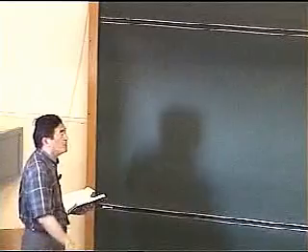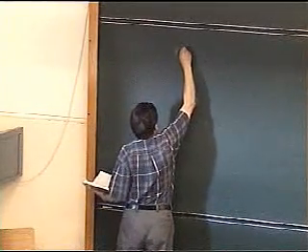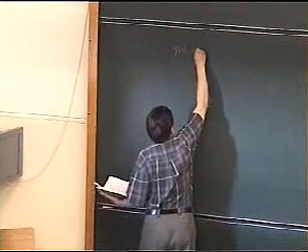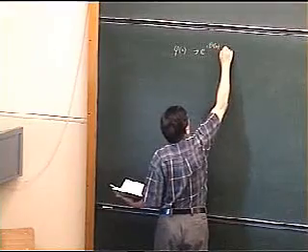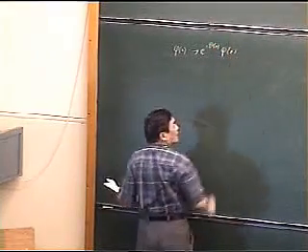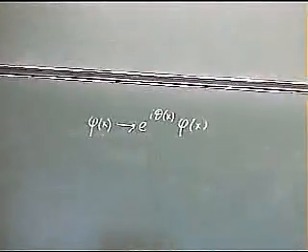Okay, so it's really very, very simple. The idea is just extremely simple. So you remember at the beginning of this lecture, I talked about what if phi of x goes into e to the i theta times phi of x, where phi is a complex field.